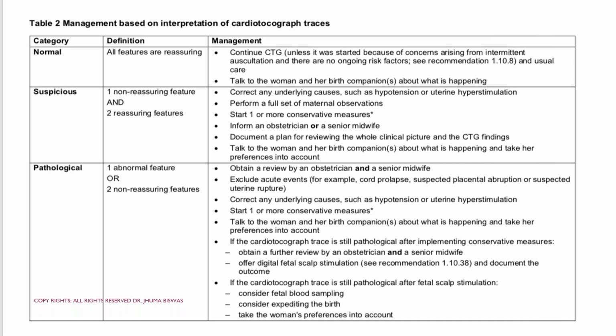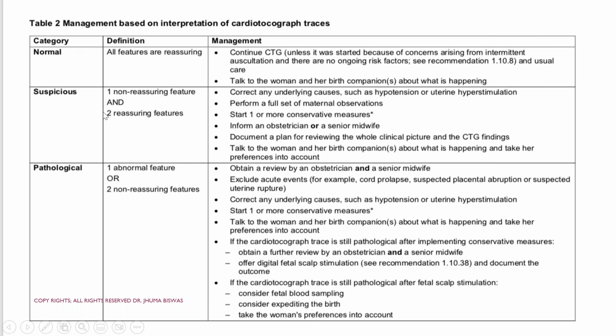If you see one non-reassuring and two reassuring, that is suspicious, because we are basing this CTG on three things we will look at. One is the baseline heart rate, one is the variability, one is the deceleration. So if you see only one non-reassuring, but the other two are reassuring, that is suspicious. Regarding pathological, if you see one abnormal feature or two non-reassuring features, that is pathological.